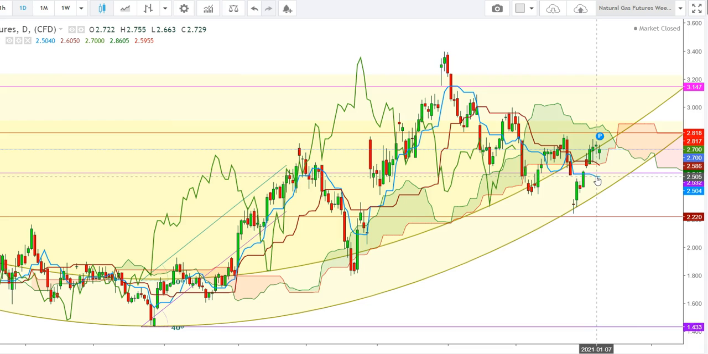Here I find that any downward move below this level will finally find a strong support at the lower end of this golden saucer, which is currently at the levels of $2.4. So friends, here I find that there is no downside below the levels of $2.4. The natural gas futures could see extreme volatility during the upcoming week, but the overall trend could remain bullish.